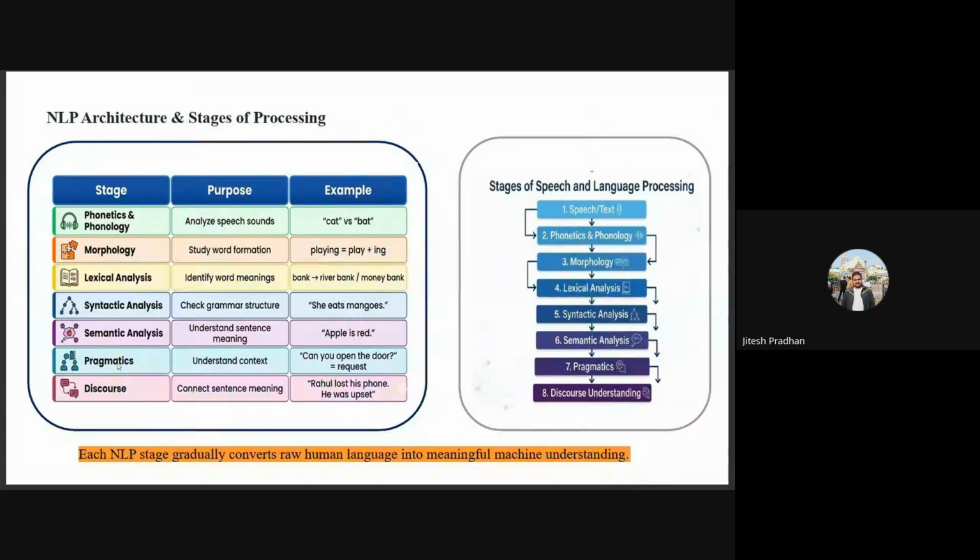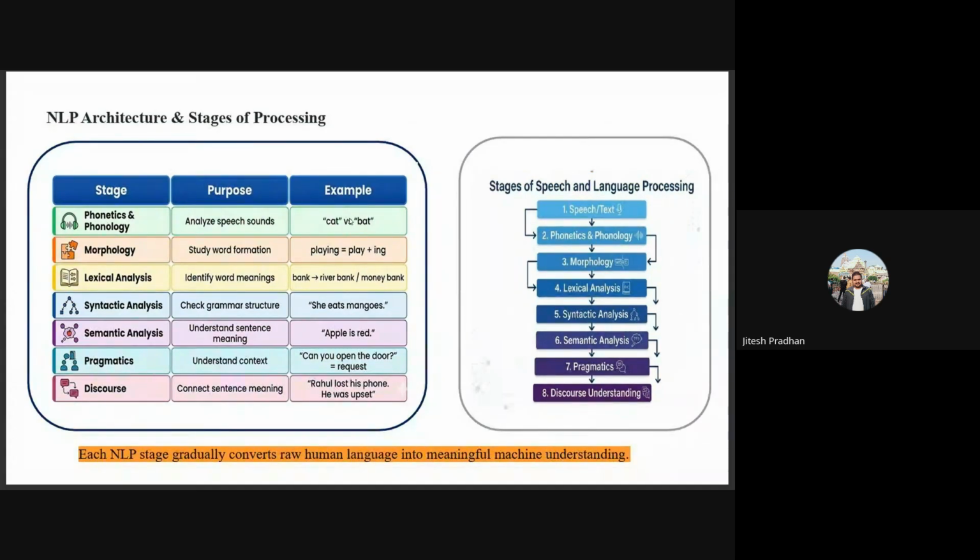Now in pragmatics, we have to understand the context. "Can you open the door?" It's not a question, it's a request. So we will understand it as a request. That understanding will be done in pragmatics. And in discourse, we will connect the sentence meaning. It is more like interconnected sentences, and it will be more like learning an entire paragraph. So we have started from generating a word from our vocal cord to understanding an entire paragraph.